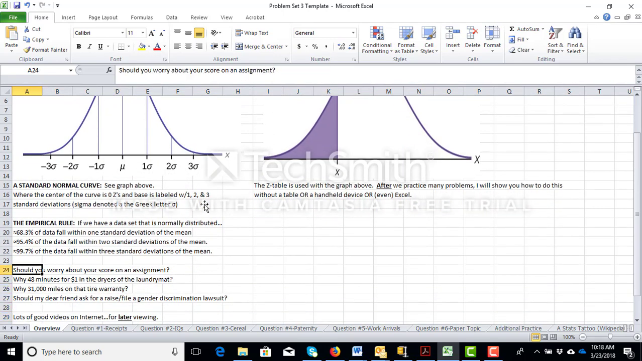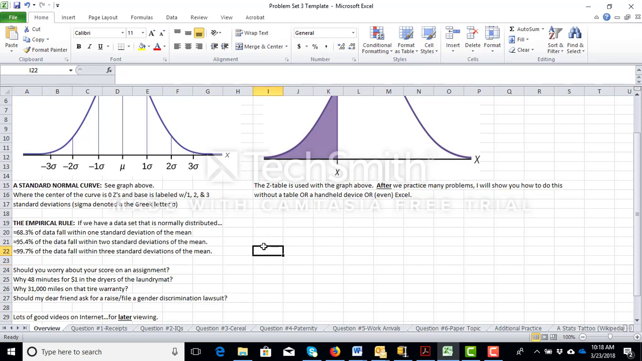Well, one student said, should I be worried about my score on an assignment or in the class? My answer: if your score is less than 2 standard deviations below the mean, then that's a red flag. Look at the empirical rule again. 95% of the data is between plus or minus 2. So if you're less than 2 standard deviations below the mean, that happens very infrequently, less than about 2.5% of the time.